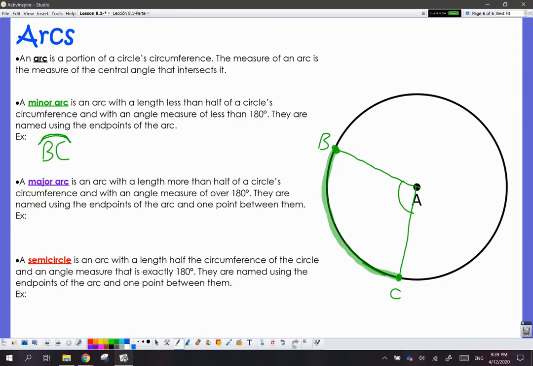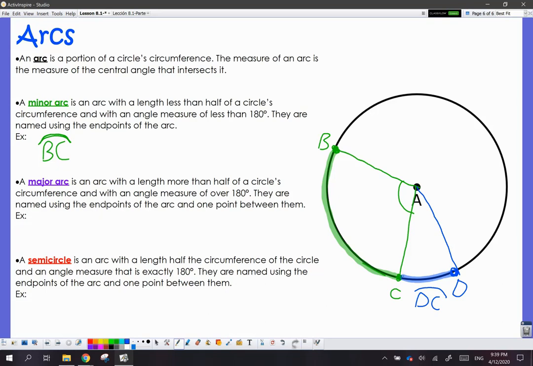As another example, let's say I am going to highlight this part over here, just that piece. And I want to put an endpoint D here and make a line to A. So now angle DAC corresponds to arc DC or arc CD. Either way, it's still the same arc. And we call it a minor arc. Only two letters on the endpoints are needed to name it.